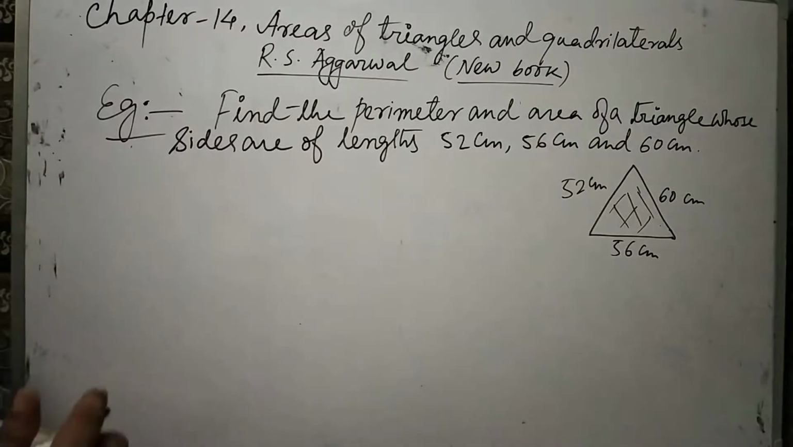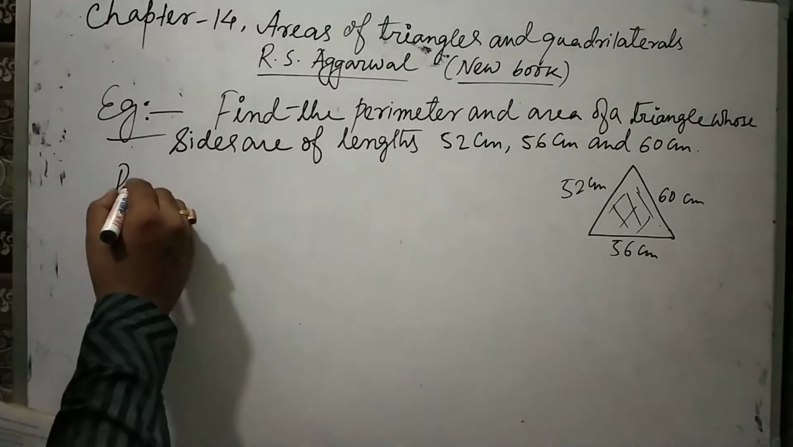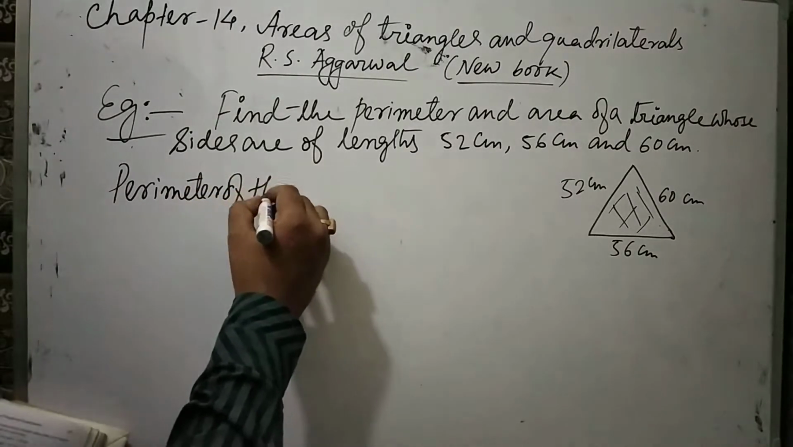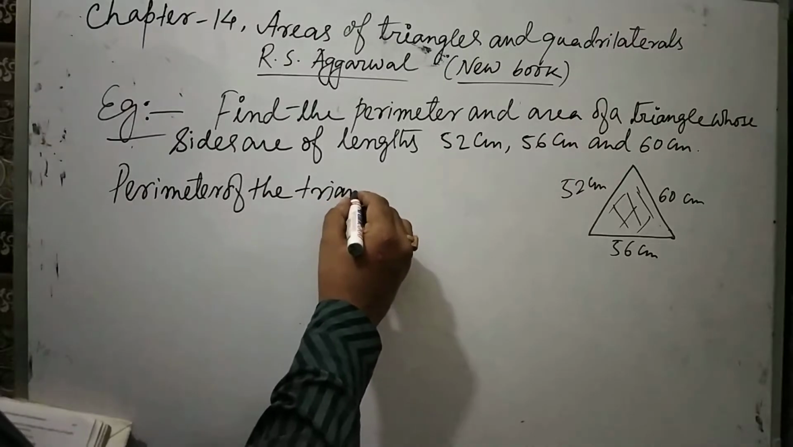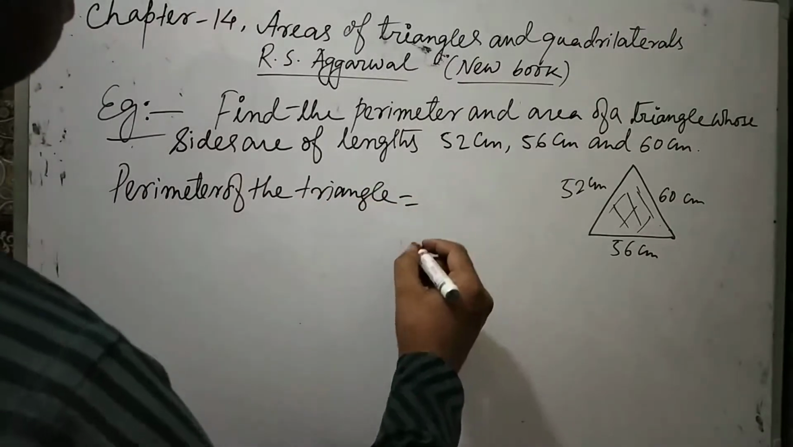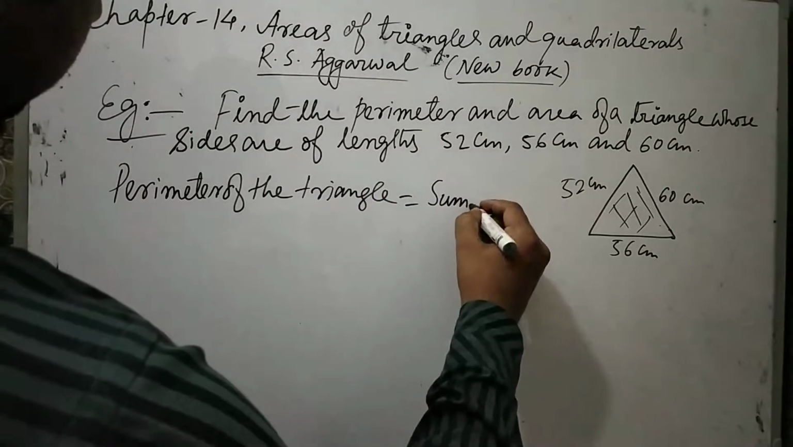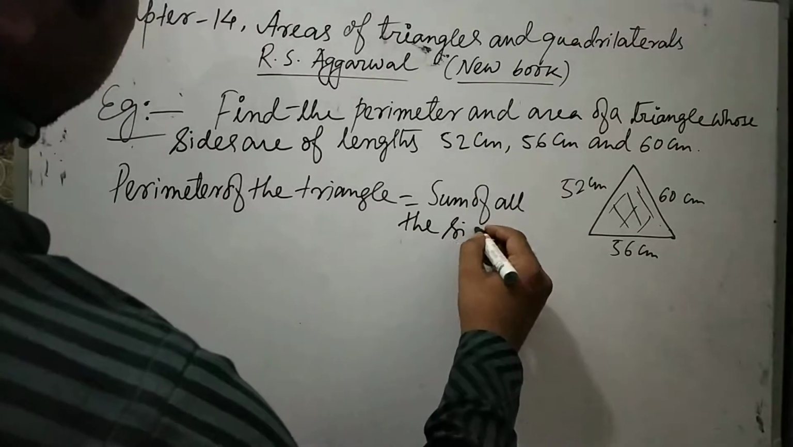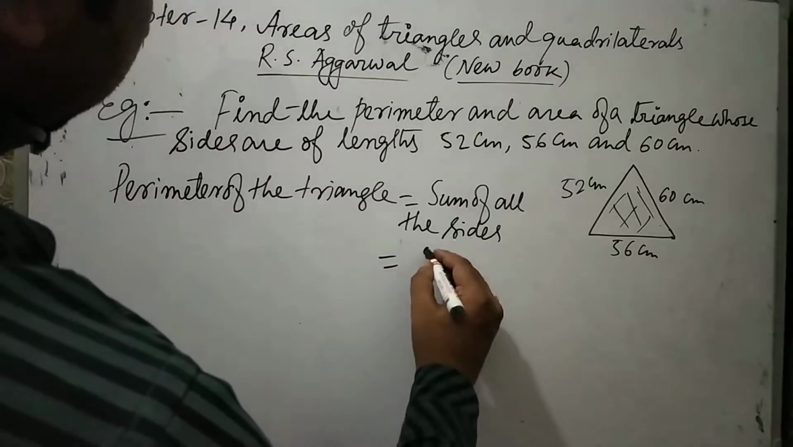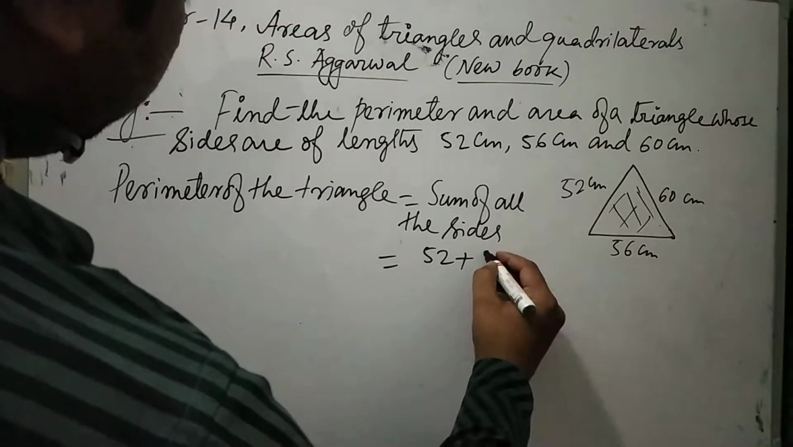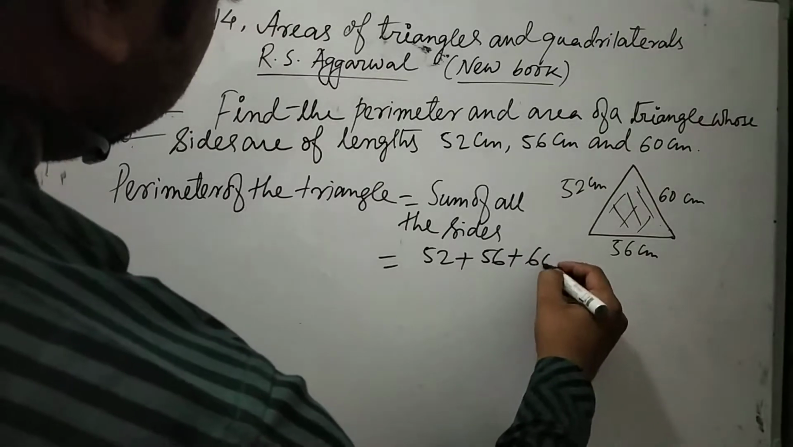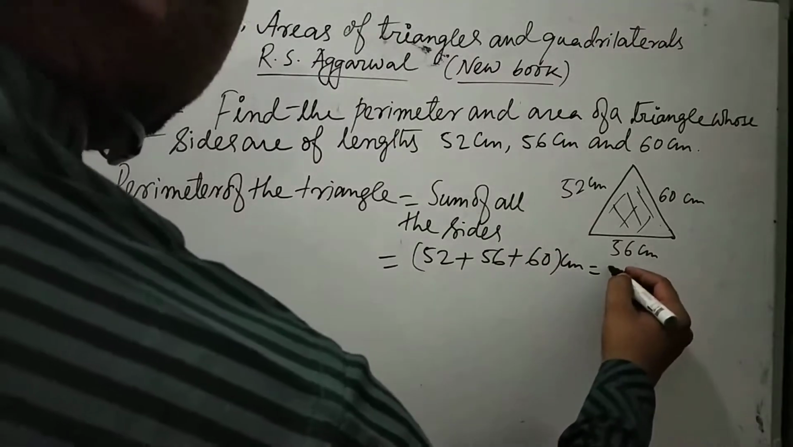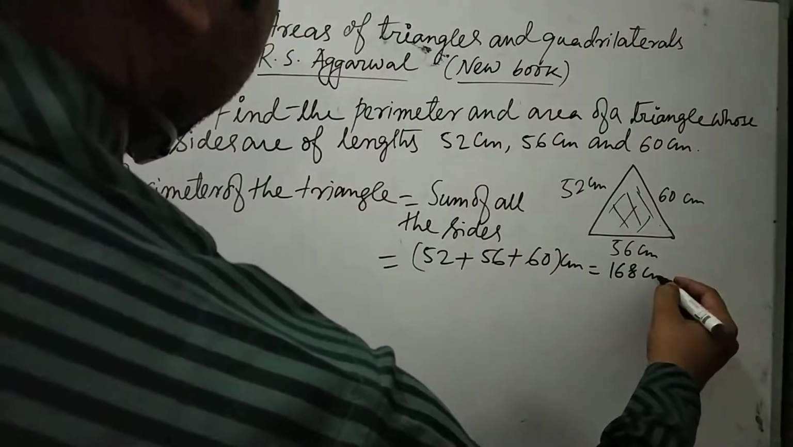Therefore, find out the perimeter of the triangle equal to the sum of all the sides, that is 52 plus 56 plus 60 centimeter equal to 168 centimeter.